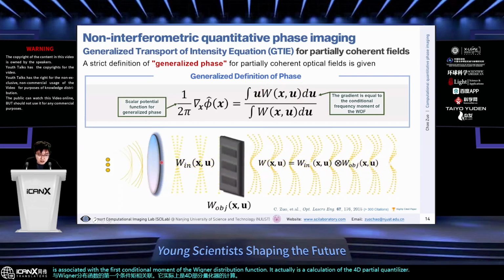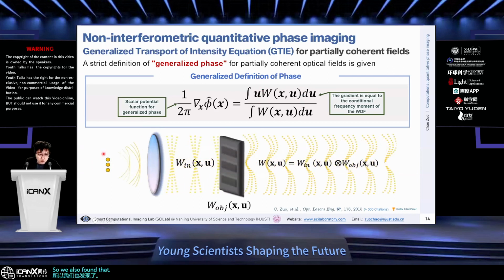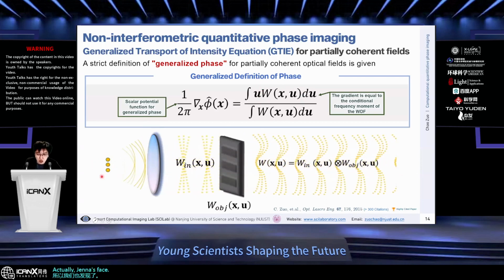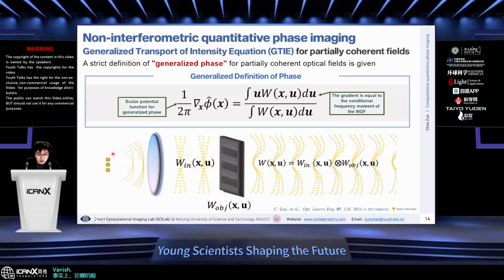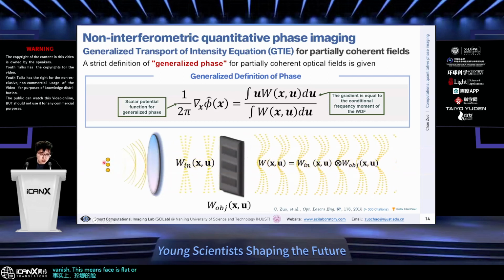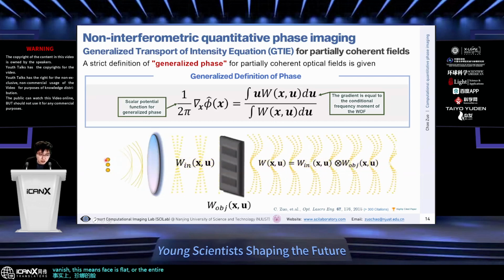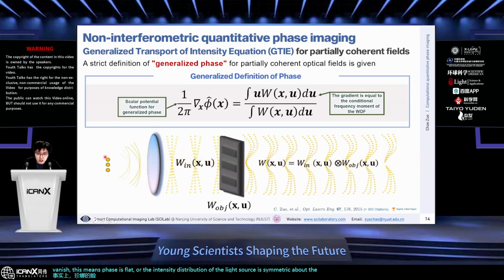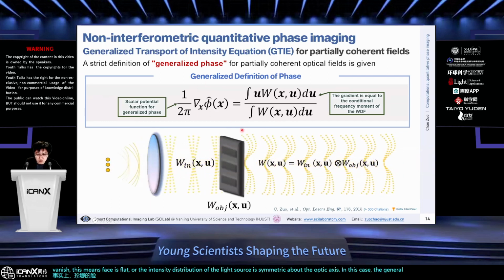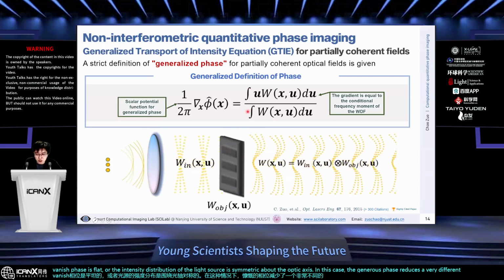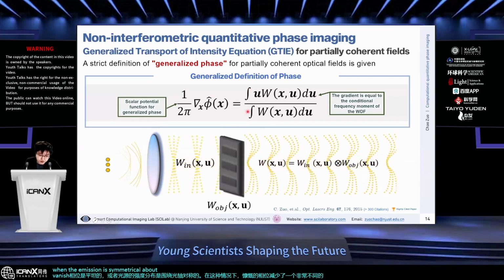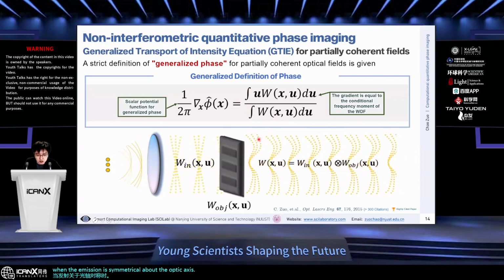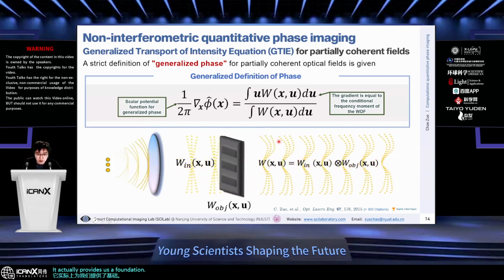We also found that if the generalized phase of the source vanishes, meaning the phase is flat, or the intensity distribution of the light source is symmetric about the optical axis, then the generalized phase reduces to the well-defined simple phase when the illumination is symmetric about the optical axis. This provides a foundation for quantitative phase imaging under partially coherent illumination.